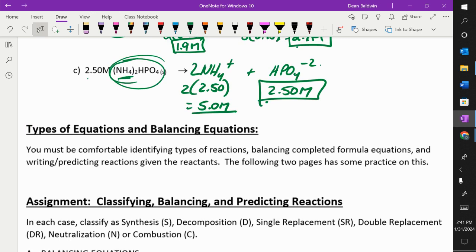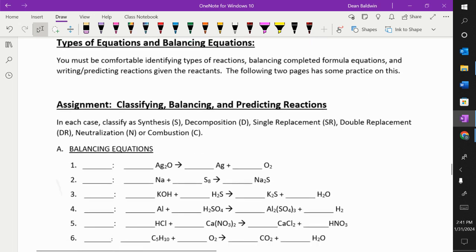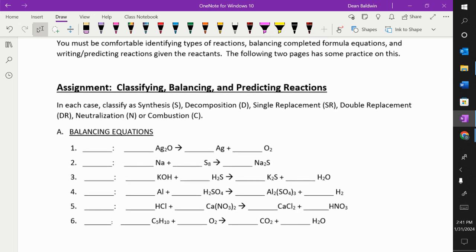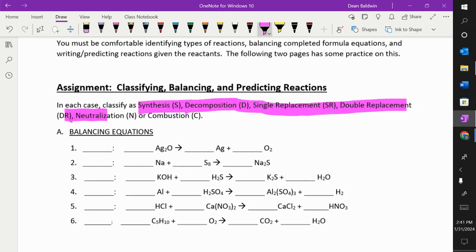All right. Now the types of reactions that we've learned in grade 11, and I assume grade 10. Do you do reaction types in grade 10? Yeah? Okay. There is synthesis, decomposition, single replacement, double replacement, neutralization, and combustion.